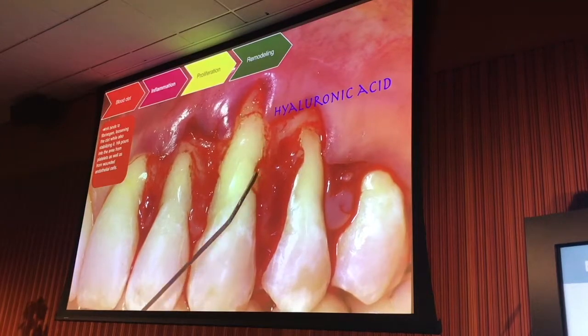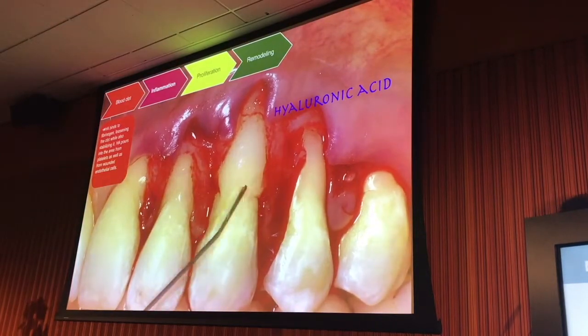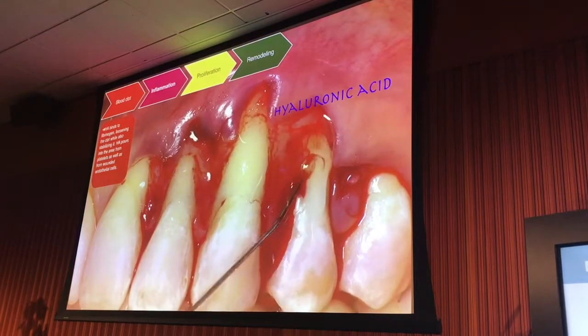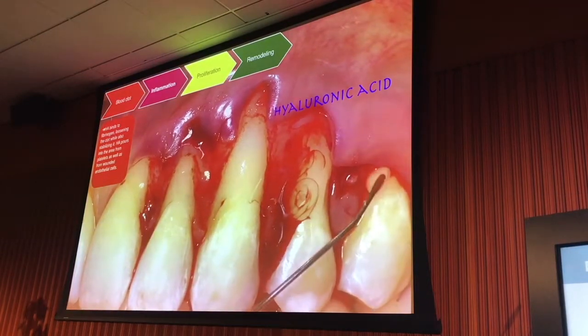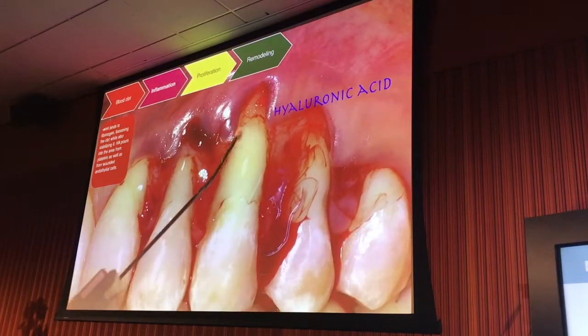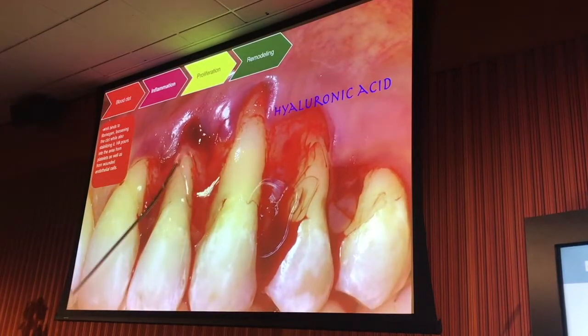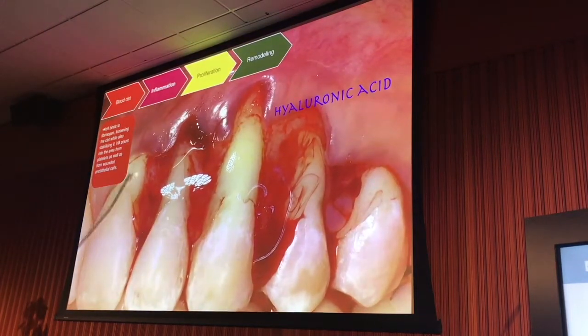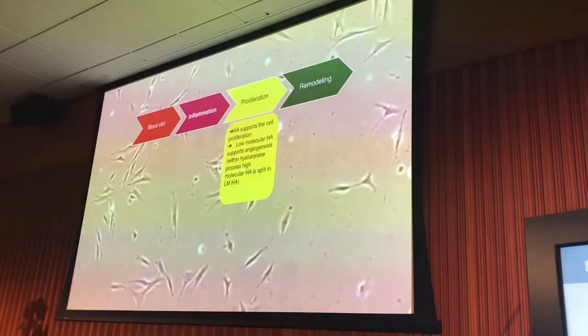So blood clot stabilization and blood clot protection is the first line among the properties of hyaluronic acid, or hyaluronan, besides the regulation of inflammation, proliferation, and tissue remodeling. So you see that the blood clot is helped by that.